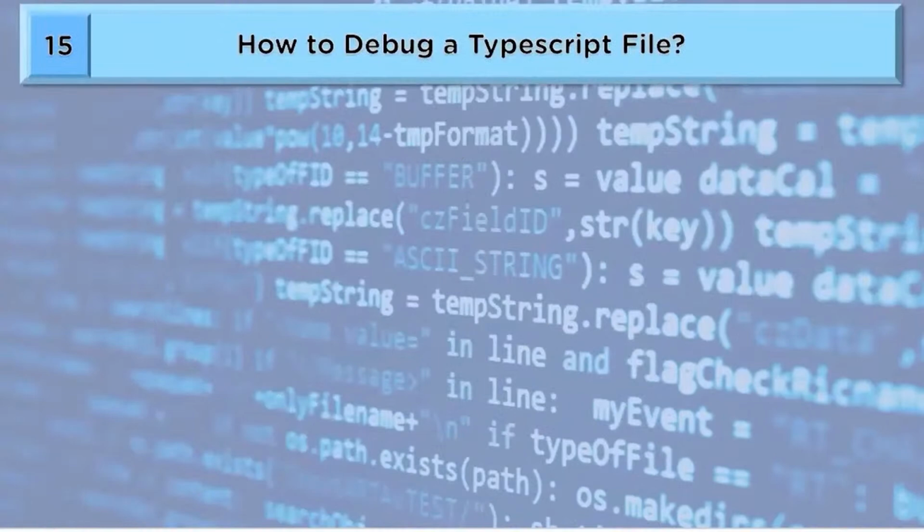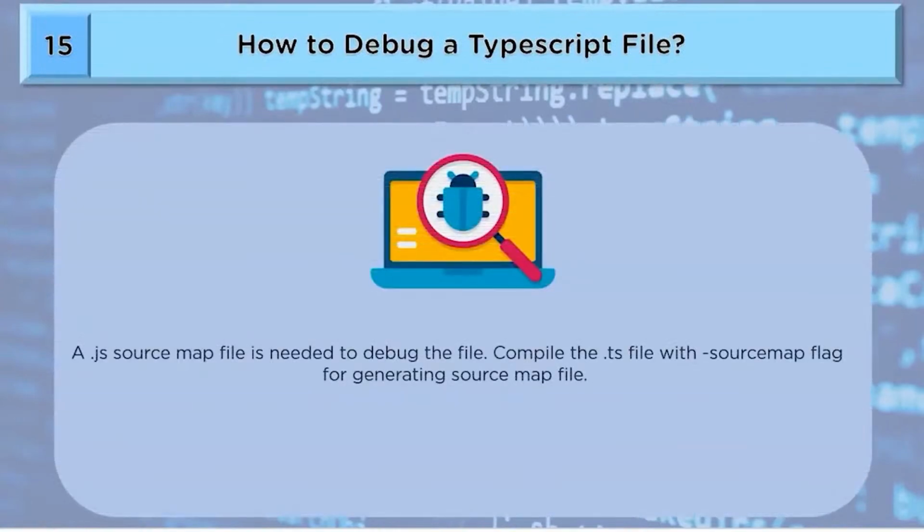How to debug a TypeScript file? To debug a TypeScript file, a .js source map file is needed. Compile the .ts file with the source map flag to generate the source map file. Use the command tsc --sourceMap file.ts. sourceMappingURL equals file.js.map.